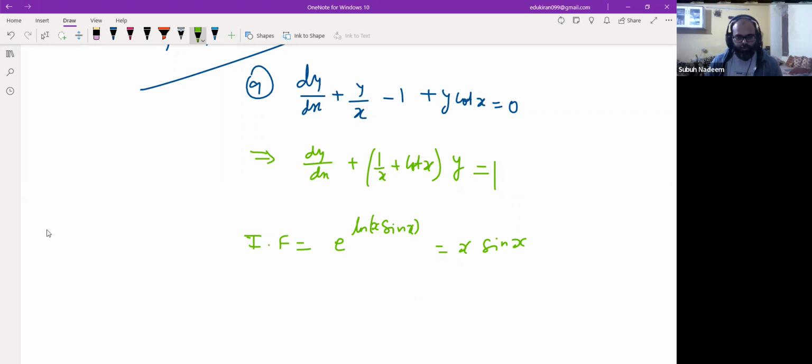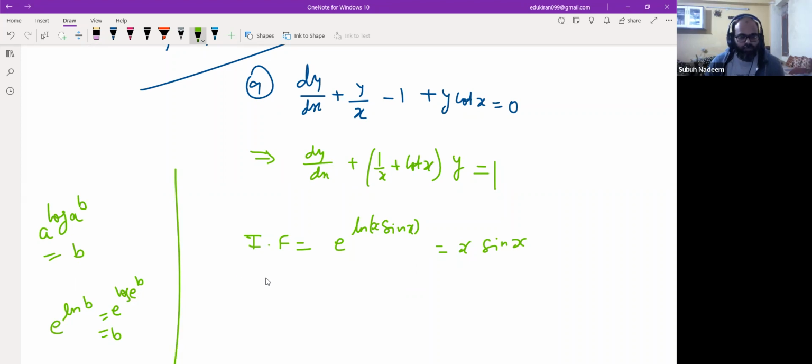Sir, anything, just log b to the base a, a to the power of that is there, no? This will become b. Similarly, e to the power ln b is there. The base is actually e here. So it will become b. So this is the integrating factor which you have to multiply on both the sides.